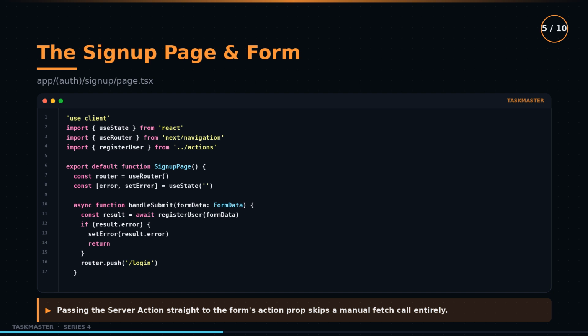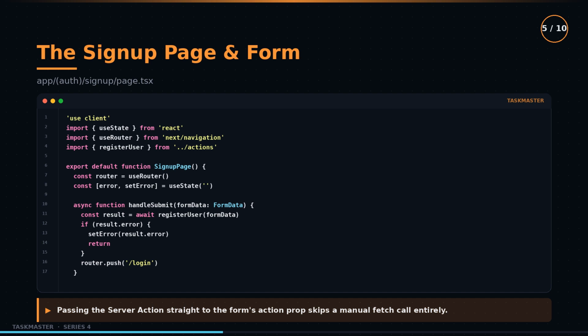Passing the server action straight to the form's action prop is what lets this skip a manual fetch call entirely. React calls registerUser with the submitted form data on the server, and hands the return value back to handleSubmit like any other async call.